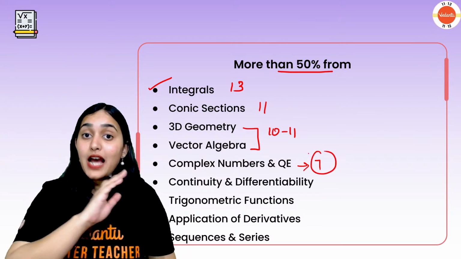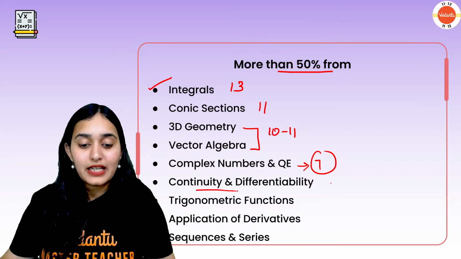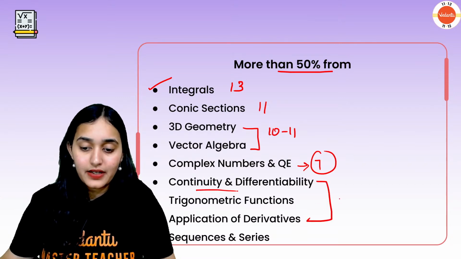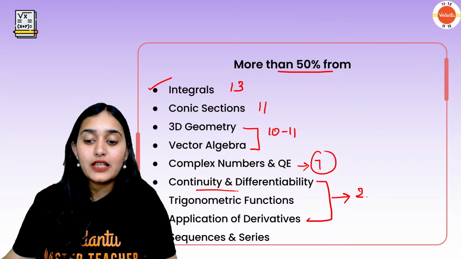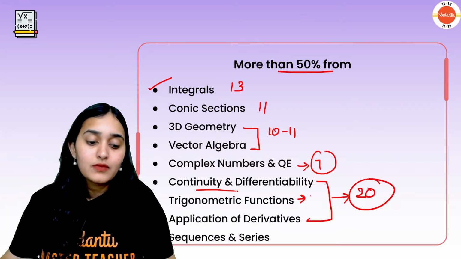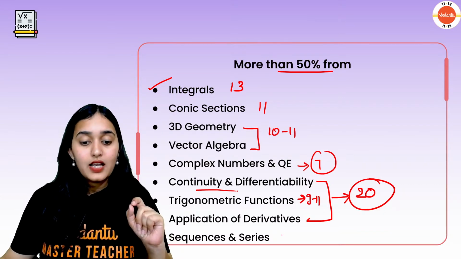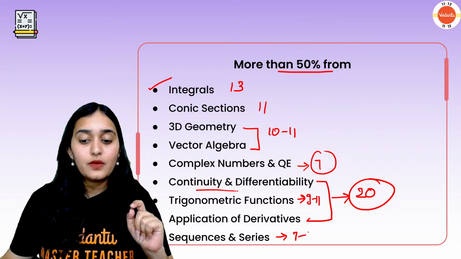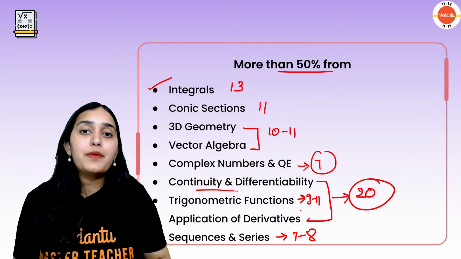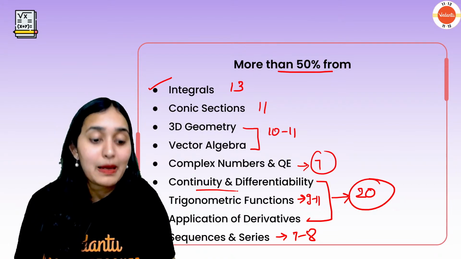Starting of the question paper itself, you have 7 questions. Continuity and differentiability and application of derivative. These two combined together, they will be like 20 questions. Trigonometric functions, again, 9 or 11 questions were asked, right? Super important. Sequence and series, again, 7 to 8 questions. So, these chapters are basically more than 50% of the question paper.